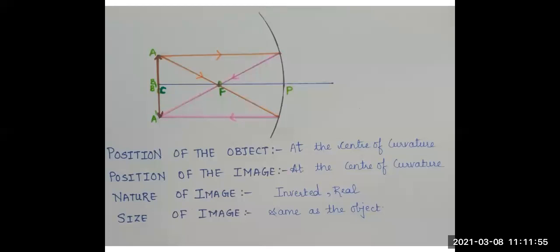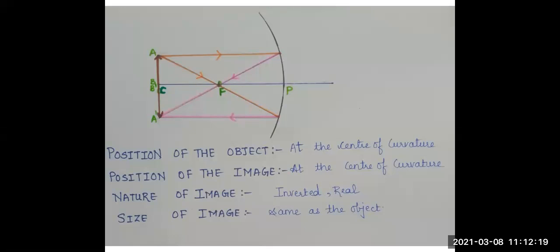So where is the position of the image? The position of the image is at the center of curvature itself. Now while seeing the nature of the image, you can see the arrow. AB is having an arrow headed upwards while A dash B dash is having an arrow headed downwards. So it is inverted.